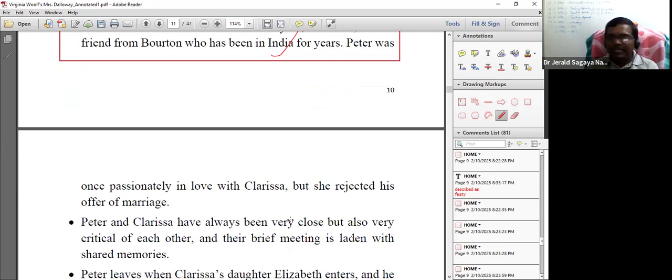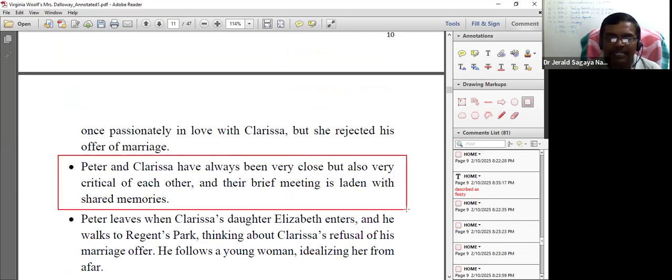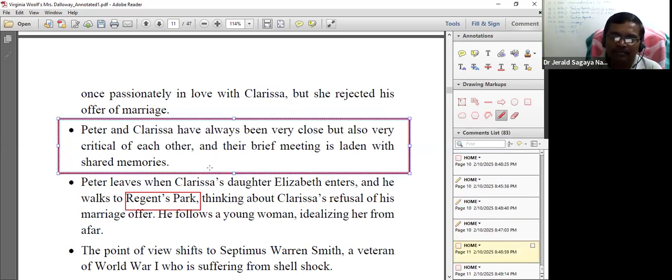And what kind of relationship existed between these two? There was a kind of affection, but at the same time, they were very critical about each other. And at that point of time, she enters into another garden. It's called Regent's Park. And as she walks there, she happens to meet her daughter. Clarissa meets her daughter. What is the name of the daughter? It's Elizabeth, a very young girl.